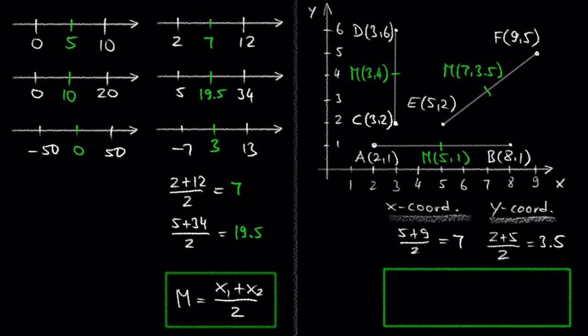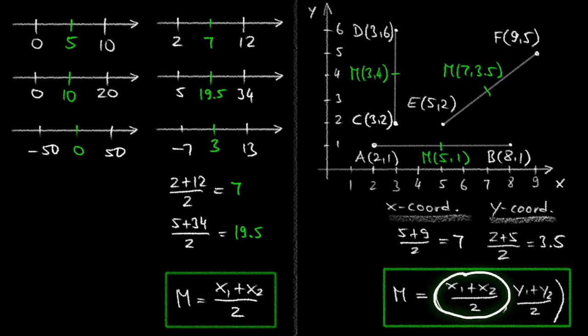Let's write down what we did and call it the midpoint formula. M equals x1 plus x2 divided by 2 and y1 plus y2 divided by 2. Again, we added up the x-coordinates of the 2 points and divided them by 2 to get the x-coordinate of the midpoint. And we did the same for the y-coordinate of the midpoint, respectively.